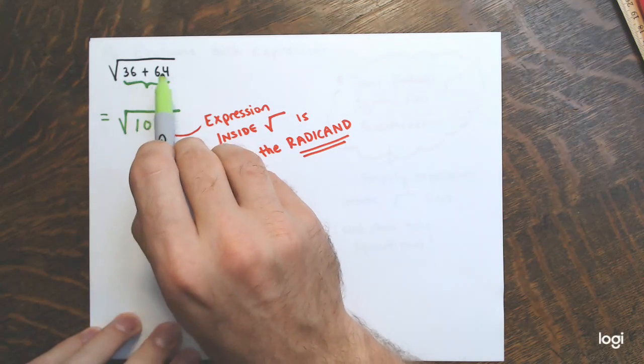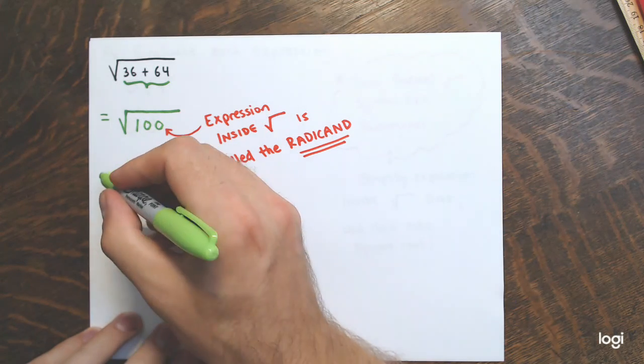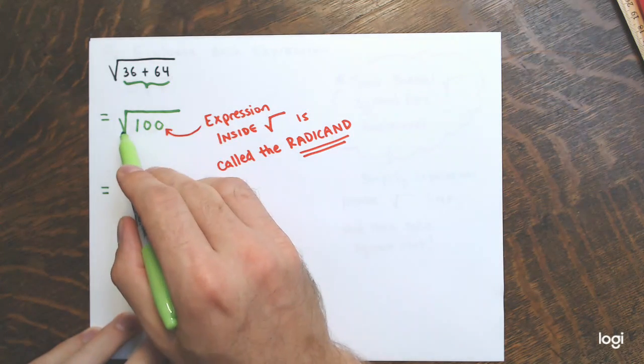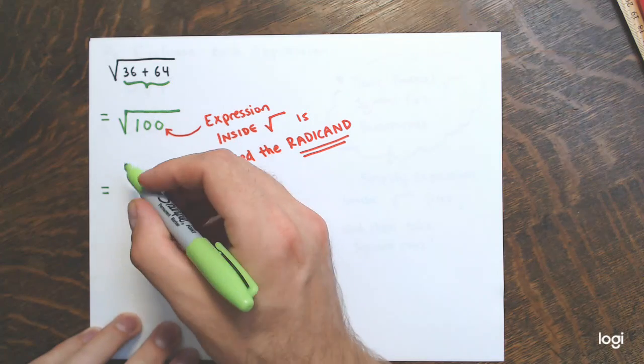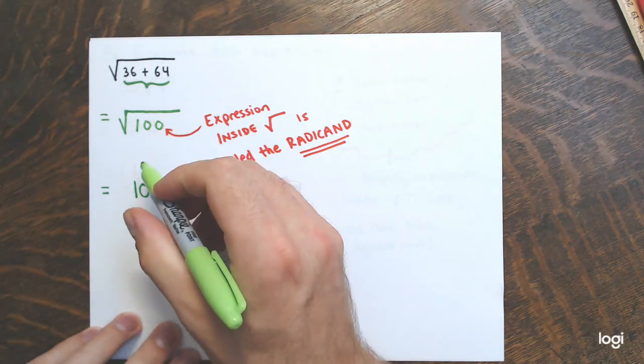So you simplify what's inside first. 36 plus 64 is 100, and then take the square root. What's the non-negative square root of 100? Positive 10, because 10 squared is 100.